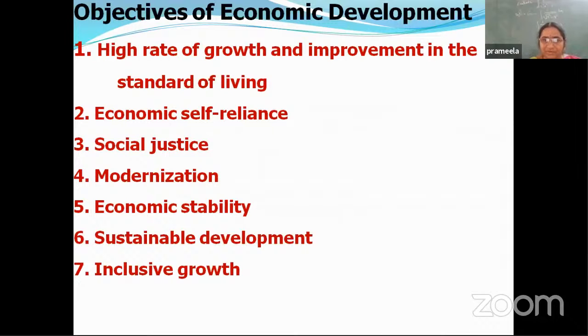So whatever the environment provides, we have to give to the next generations also, without damage to it. Inclusiveness means that whatever growth takes place in the economy, it has to reach the lowest sections of the people also, the suppressed sections of the people also. So these are the important objectives of economic development.